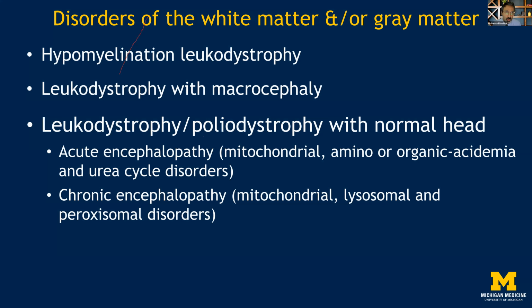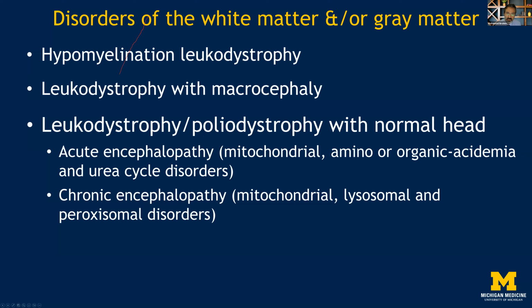So with that in mind, let's have some approach to these disorders, combining both the radiologic findings and the clinical findings. So we have what is known as the hypomyelination leukodystrophy with macrocephaly. This is a very important clinical feature that will help us to narrow the differential diagnosis, as we're dealing with a short list of disorders. And then we have these disorders that have a normal head size.